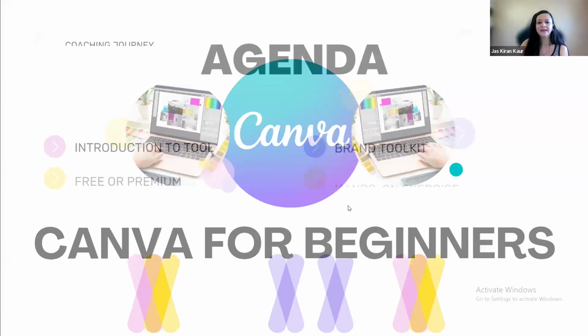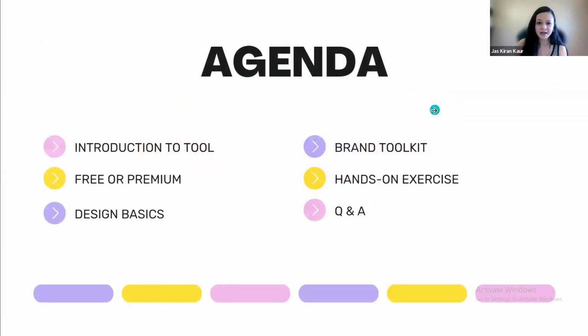So the agenda for today is pretty simple. I will be introducing you to the tool and how it works. We will be discussing the free versus premium. We will be going through some design basics which Canva has. I'll also show you how a brand toolkit is made and what's the importance of making a brand toolkit. And at the end of today's session, I would want all of you, whosoever is available to work on a laptop or a screen right now, to try creating a creative at the end of this workshop to actually put your learning to implementation. And then we'll be open to questions.